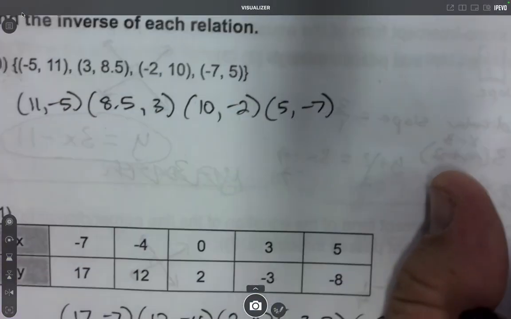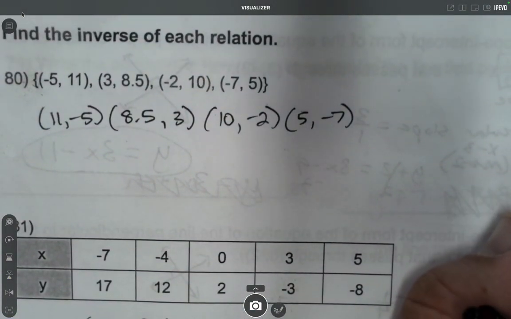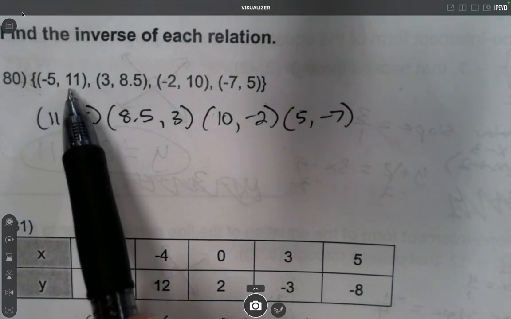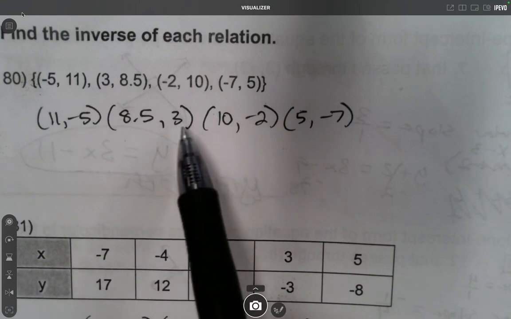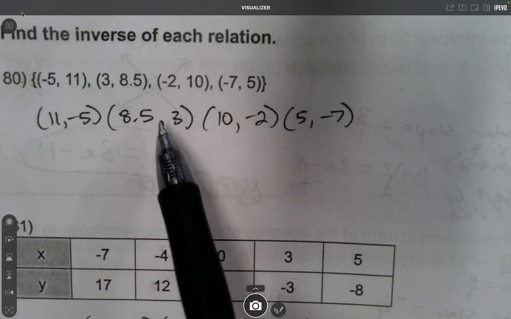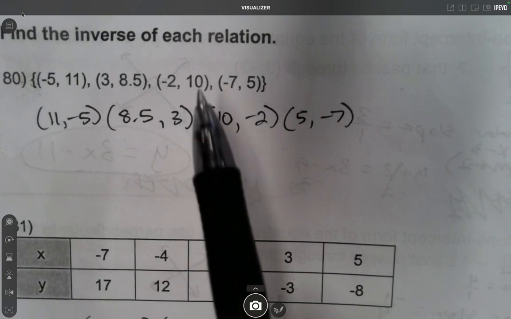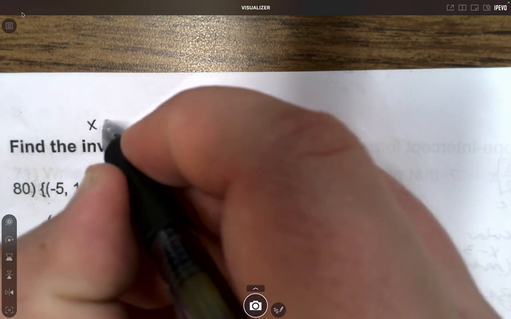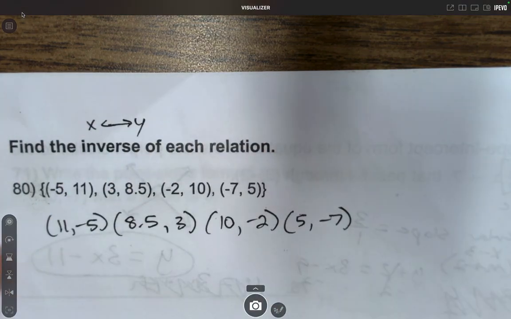Last two are very simple and straightforward. It says find the inverse. Inverse just means the x's and the y's switch places. So you can see I literally just switch places with the x and the y on each of these points. So you just reverse the points of these. These can be very simple, so don't let them overcomplicate. Just remember inverse means the x and the y switch places.